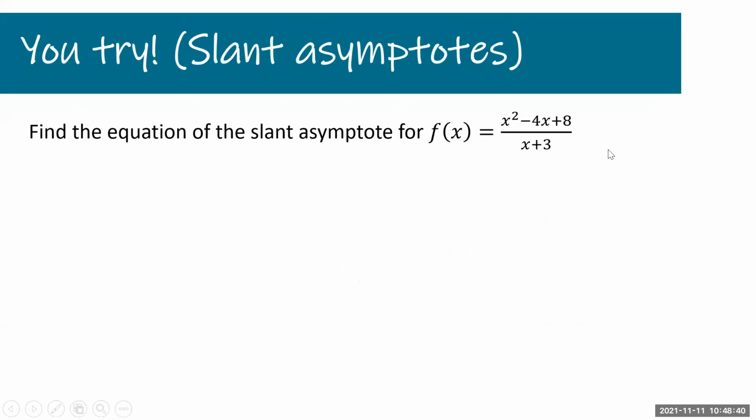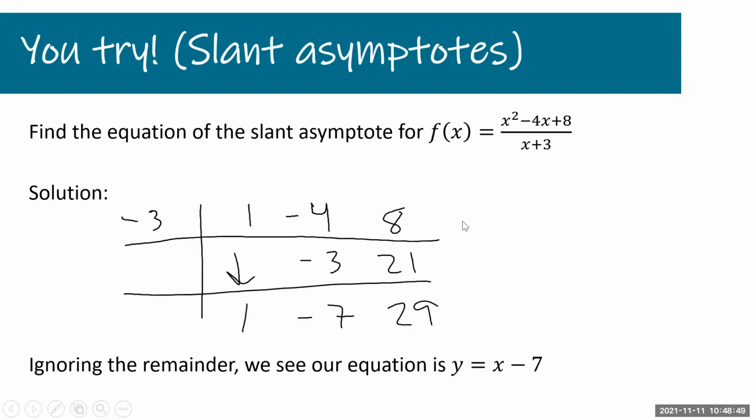So to get our solution, we're going to set up synthetic division with a equals -3, because remember x minus a. And our coefficients are going to be 1, -4, and 8. Drop that 1 down, have -3 times 1 is -3. -4 plus -3 is -7. And then our remainder is actually 29, but we don't care about that. So our equation is just the coefficients here. So we have y equals x minus 7.